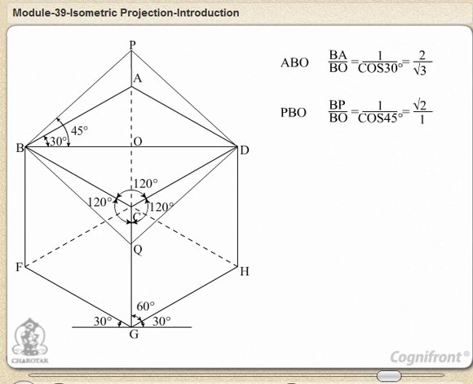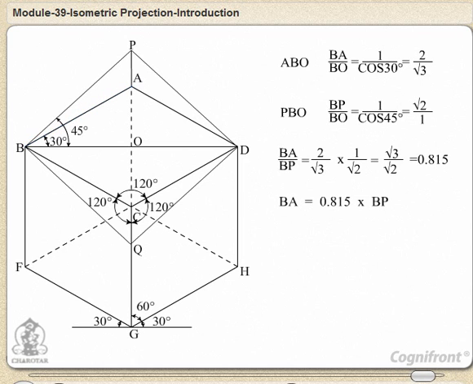Now, BA upon BP equals 2 upon root 3 into 1 upon root 2, which equals root 3 upon root 2, which equals 0.815. Therefore, BA equals 0.815 into BP. That means isometric length equals 0.815 into true length.